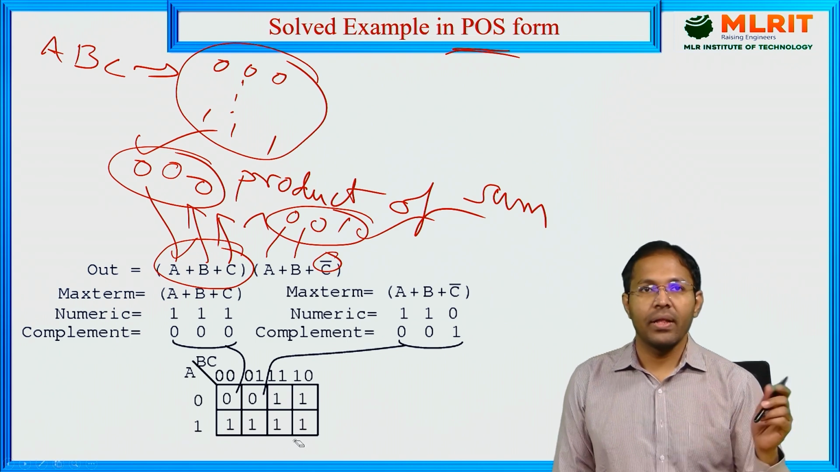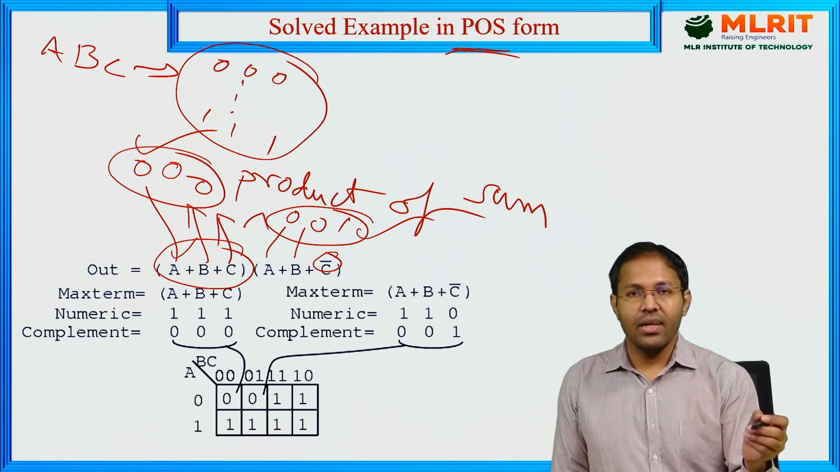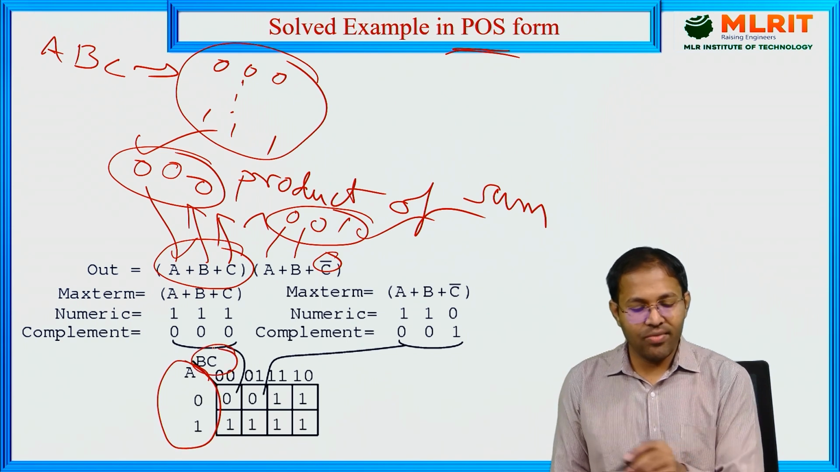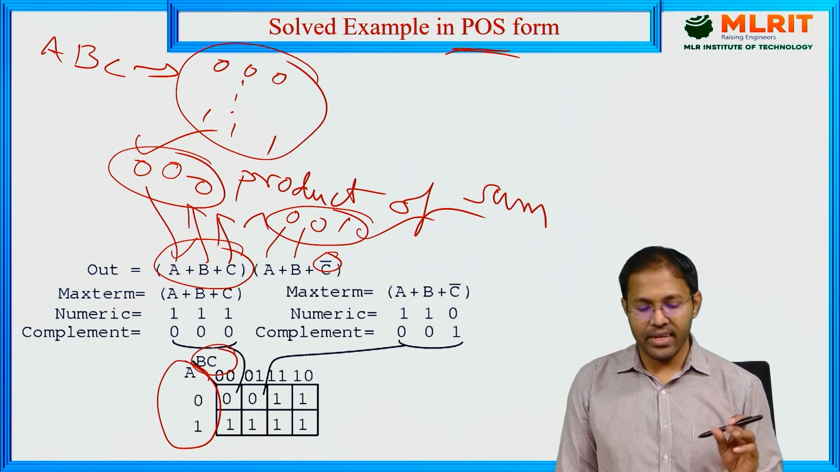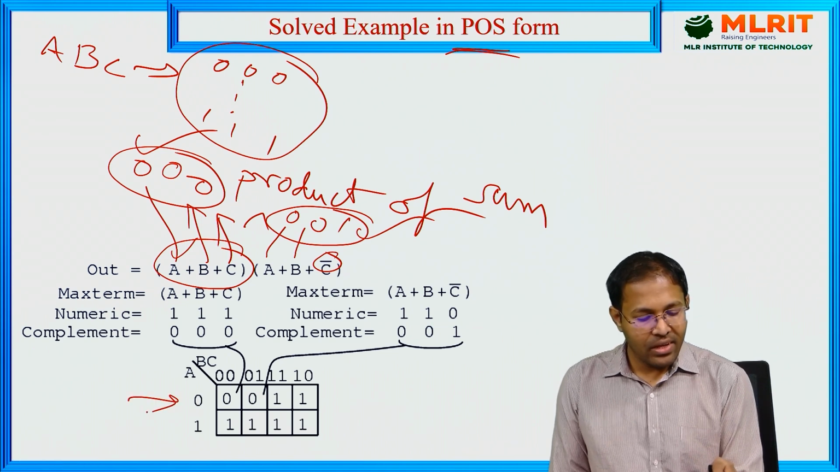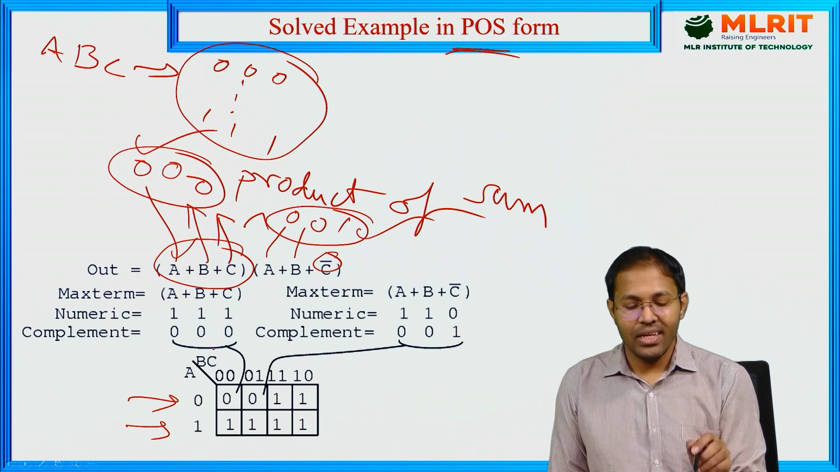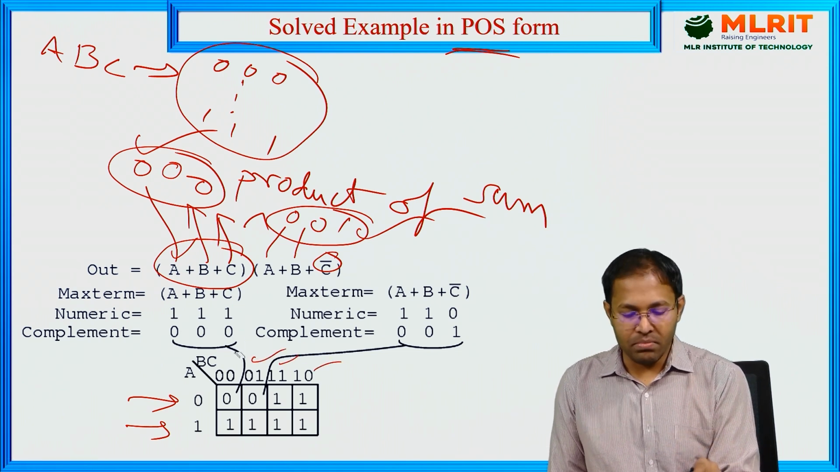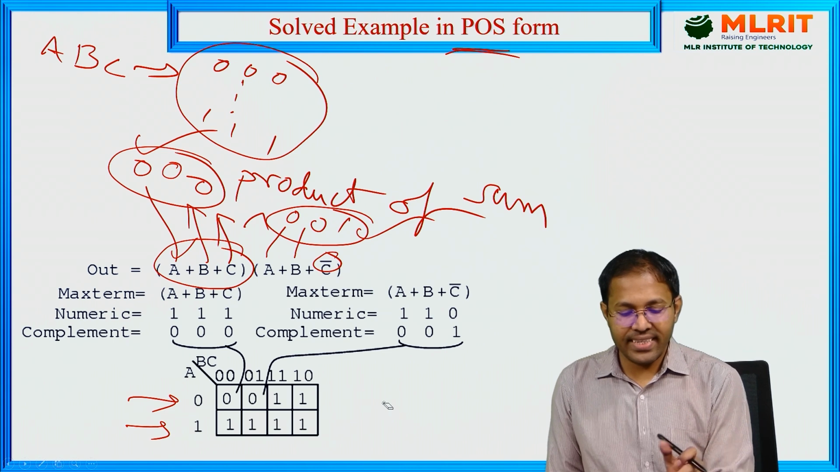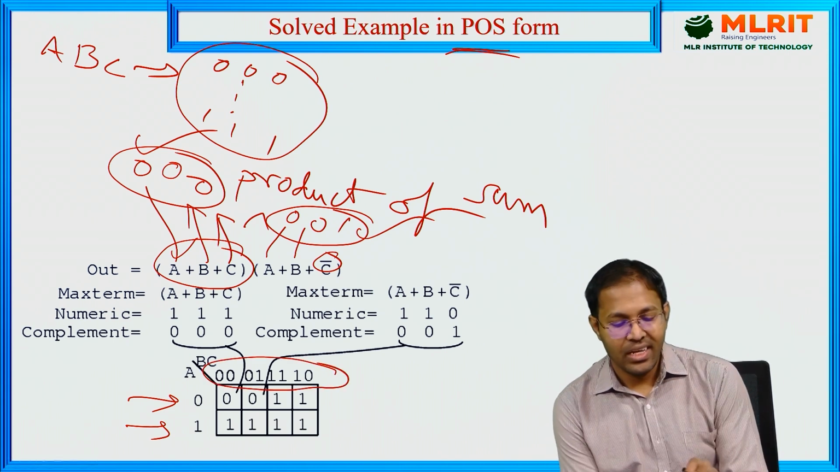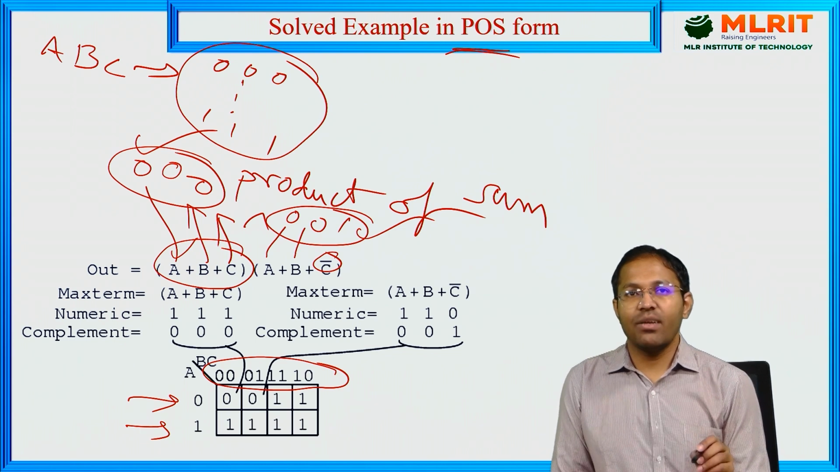Now, here, what we need to do is, we have 3 variables. A we are taking this side, remaining 2 variables we are taking on the other side. So, obviously, we get only 2 rows. B, C we are taking here, that's the reason we are getting 4 columns. And this sequence is same for any K-map which has 8 boxes.